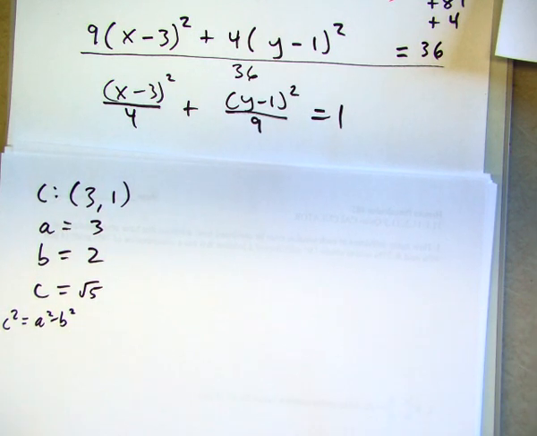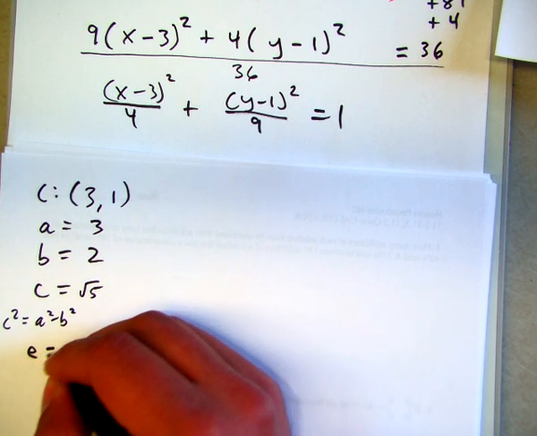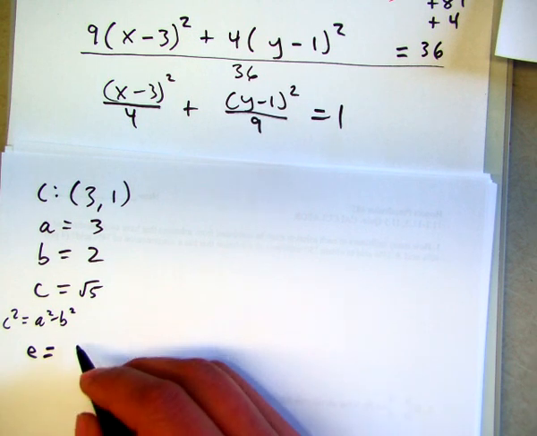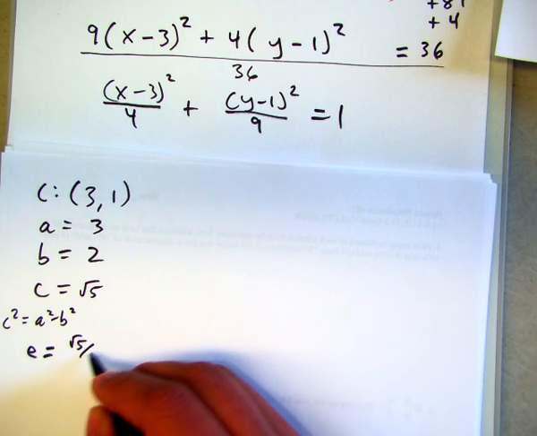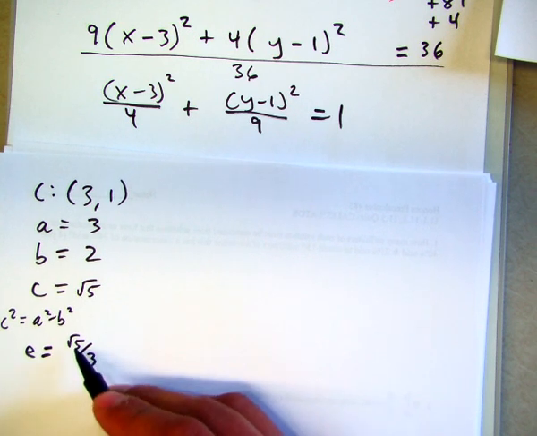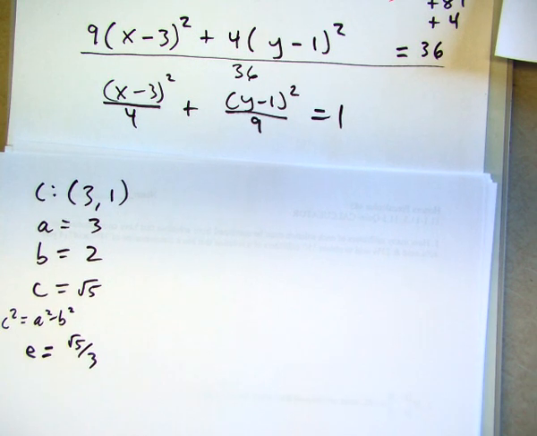Eccentricity. There we go. Eccentricity is C over A, so that's root 5 over 3. Do me a favor, just so you guys, when we get to hyperbolas and stuff like that, type in this ratio so you see what kind of number it is. Root 5 over 3. And then the other one we had was root 7 over 4.